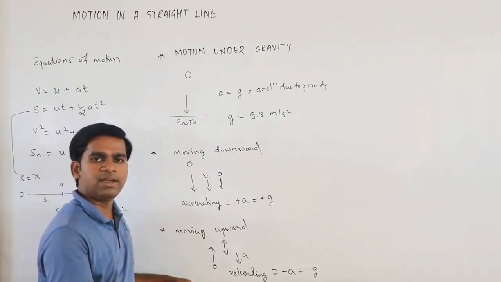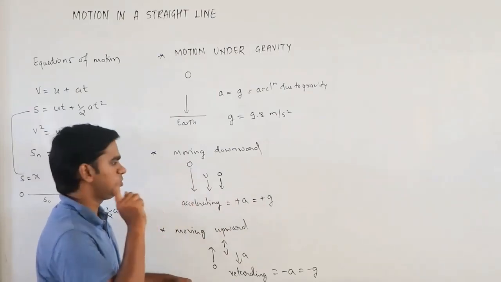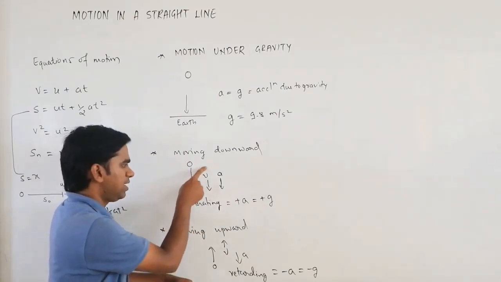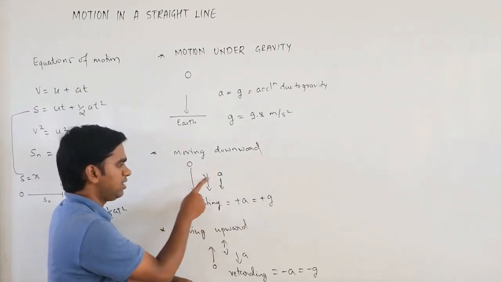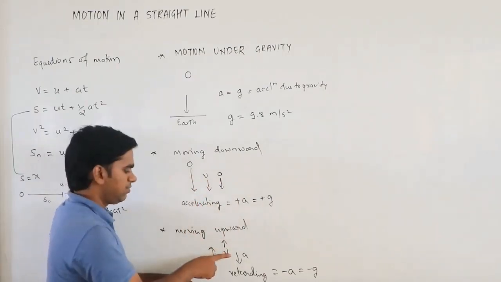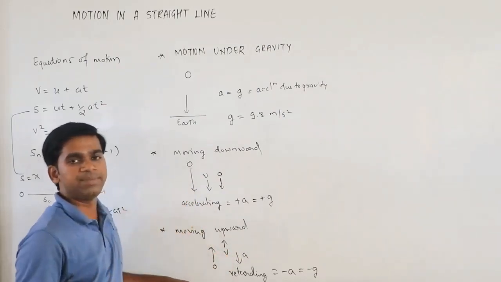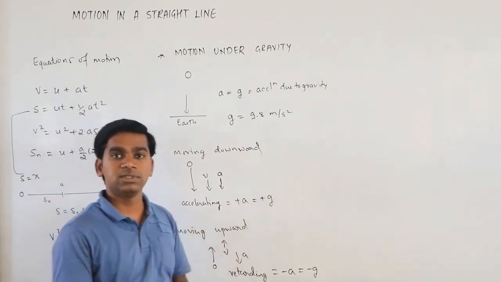You can follow that also, but when you take g always negative, you should concentrate while taking the direction of v. If you are taking g always negative, if v is downward, you have to take negative v. If it is moving upward, you have to take v positive. Okay. So don't get confused with all those things.